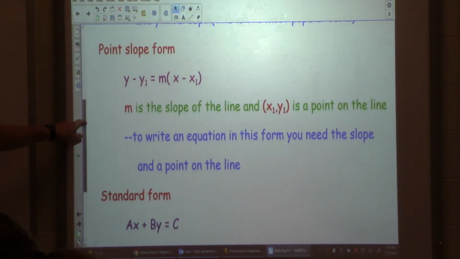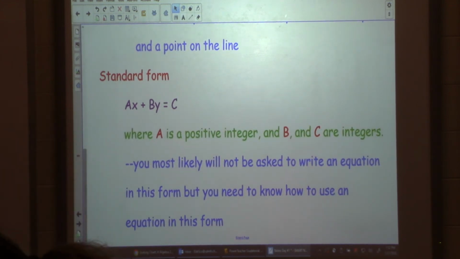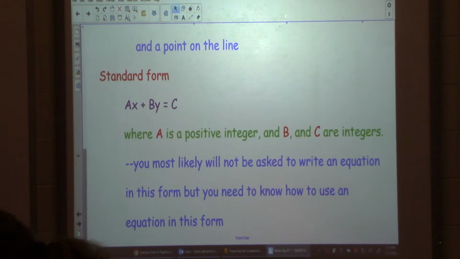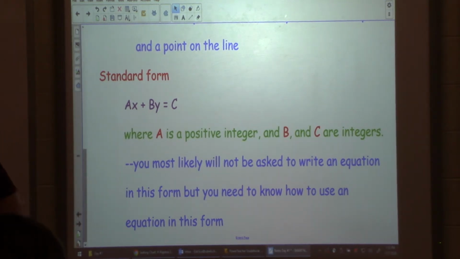Last one, standard form. You have seen this form before, right? If you talk about the cover-up method when you're graphing, this is the form that those problems are put into. We are not going to use this a lot. We're not going to ask you to write any equations in standard form, but we will give you equations in standard form. In this form, ax plus by equals c. A is always a positive integer, so you're always going to start with a positive number. B and c are just integers, positive or negative. Like I said, the first 2, point-slope and slope-intercept, will be used most often.